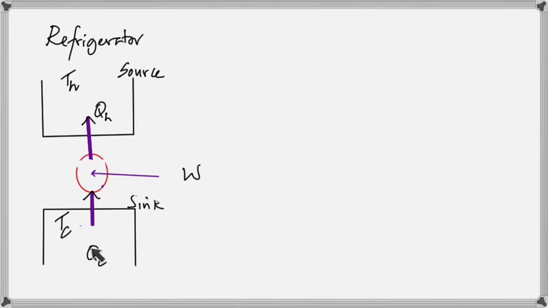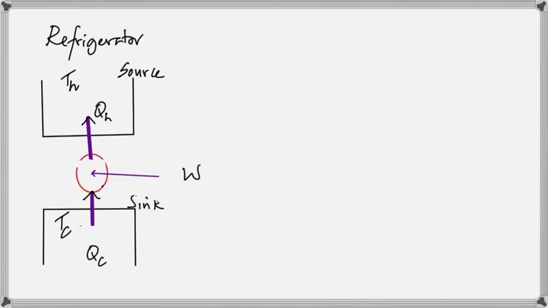QC is the heat taken in from the sink. The arrow is pointing that way. And then you also see the arrow reversed here. That means work is not done by the working substance. Instead, work is done on the working substance. And heat QH is rejected to the source. So although the symbols QH and QC are all the same, you see that it's in the reverse order.